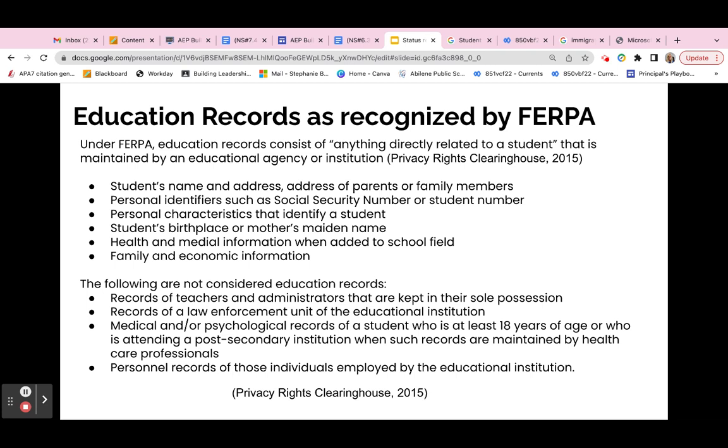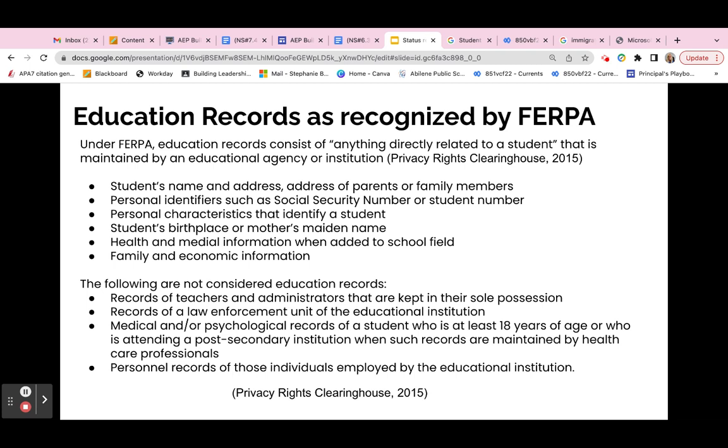The following are not considered education records, and that would be records of teachers and administrators that are kept in their sole possession. So it's records that are not shared with anybody else, such as your teacher notes that you keep to reflect on, which would not be considered part of their educational record. Once you share them, they do become a part of that record.